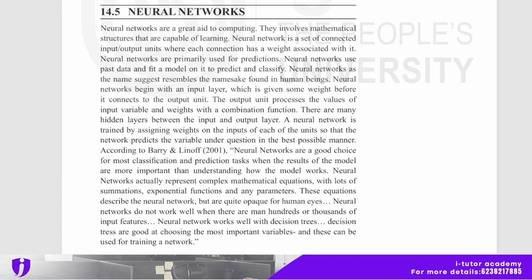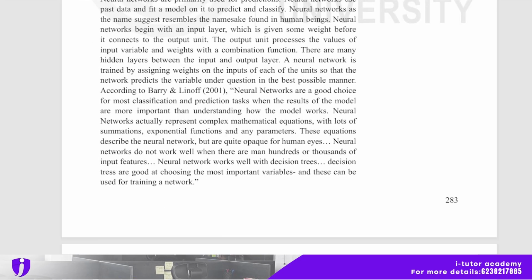Neural networks are primarily used for predictions. Neural networks use past data and fit a model on it to predict and classify. Neural networks, as the name suggests, resemble the namesake found in human beings. Neural networks begin with an input layer which is given some weight before it connects to the output unit. And the output unit processes the value of the input variable and weights with a combination of functions, and there are many hidden layers between the input and output layers.